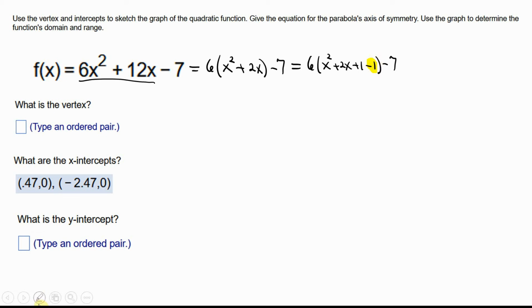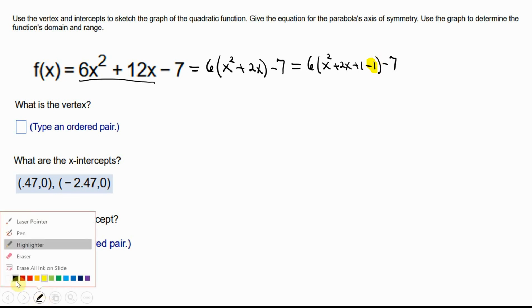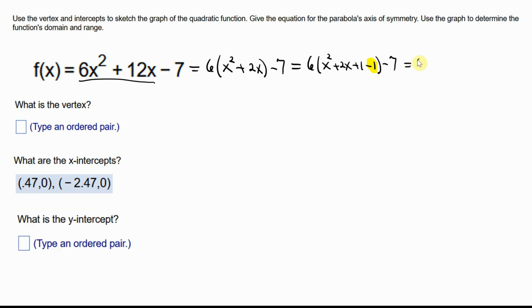To do that, take him through the front door. The front door is the 6. So this is 6 times parentheses x squared plus 2x plus 1. And then I bring the negative 1 out times the 6. That's negative 6 minus 7 on the outside. What's in the parentheses is automatically a perfect square trinomial. So this is 6 times parentheses x plus 1, all to be squared. Simplify the outside, that's minus 13.